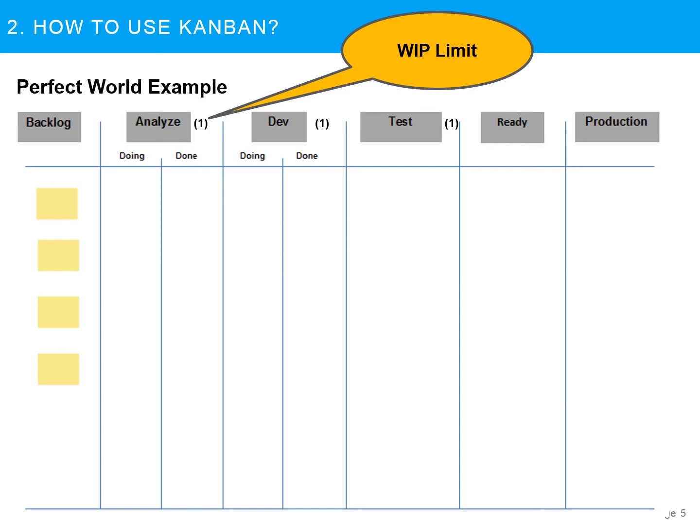Same goes with the development. In this case, let's say again that we have one developer, so at a given time we would be working on only one item. Assuming it's a sprint, and as the title suggests, it's a perfect world, the user story would move through all the stages and ultimately get done. So you can see we have picked one user story and it is moving through the process, and ultimately it gets done.